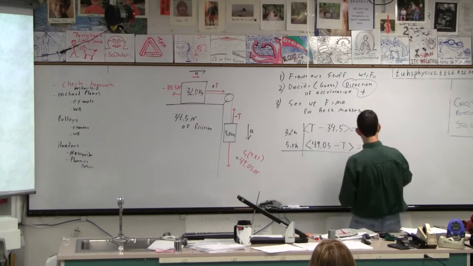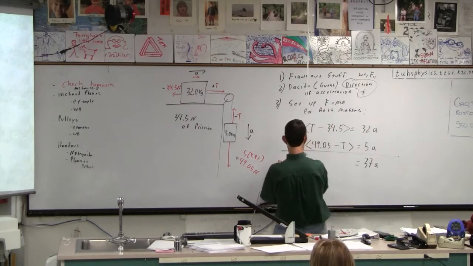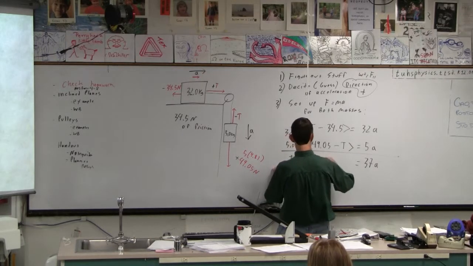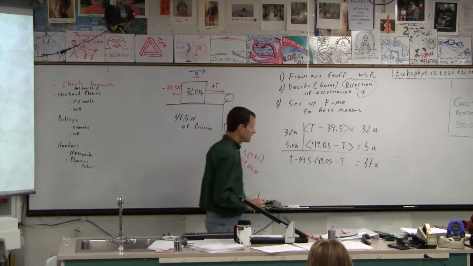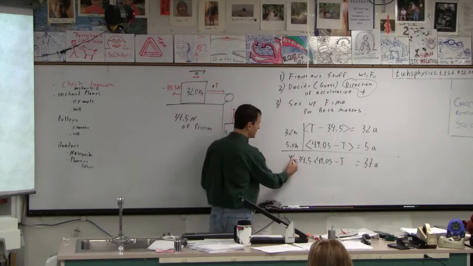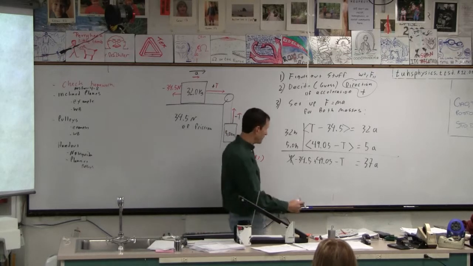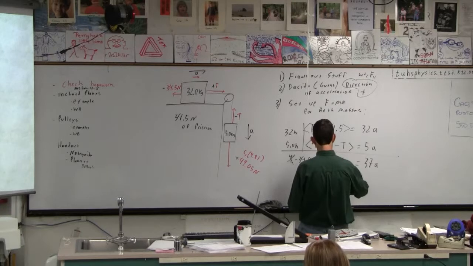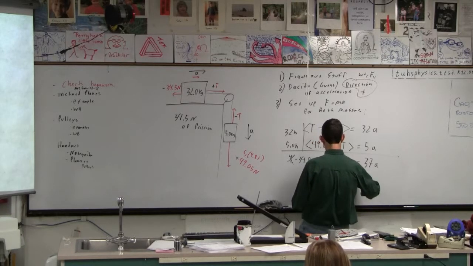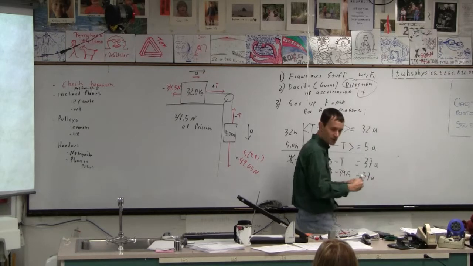So 32a plus 5a is 37a, right? And then this becomes t minus 34.5 plus 49.05 minus t. And then, of course, t goes away. And it always is that case. T is always positive in one expression, negative in another, and there it is, right? Okay. And now we can solve this guy. So 49.05 minus 34.5 equals 37a, and I think we can solve that.